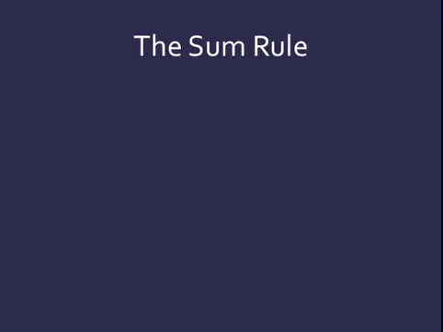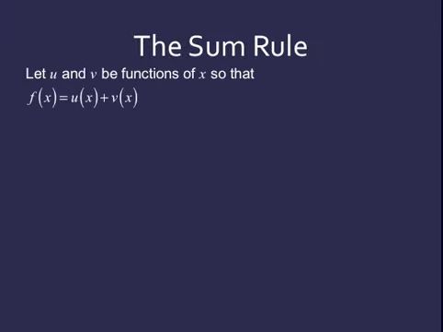The first rule we'll have a look at is the sum rule. Here we let u and v be functions of x so that f of x is equal to u of x plus v of x. That's a bit cumbersome, so our shorthand notation for that is f is equal to u plus v. That still means f of x is equal to u of x plus v of x. Again, as a shorthand notation, we can have the differential of u of x plus v of x as u plus v as a differential of x.